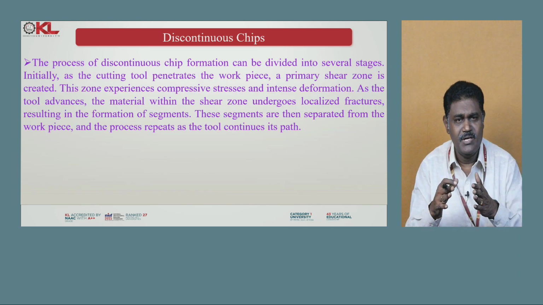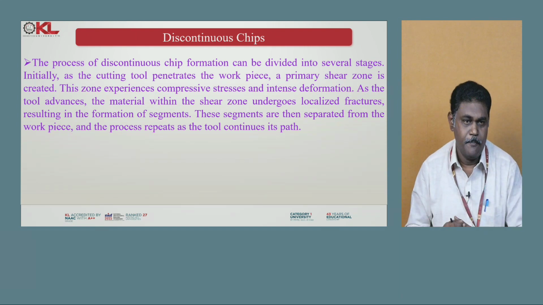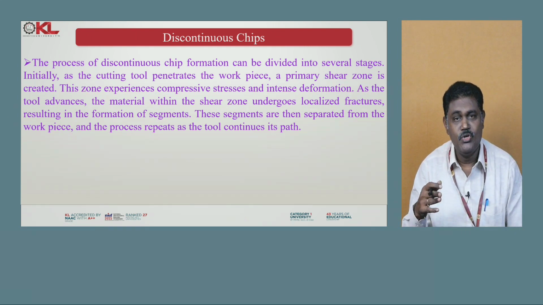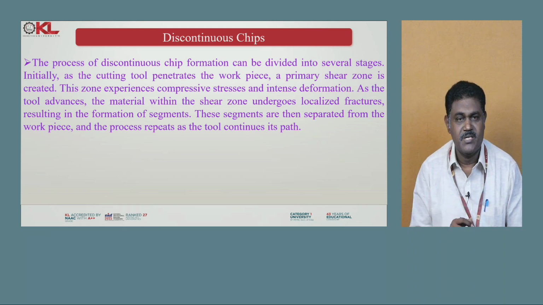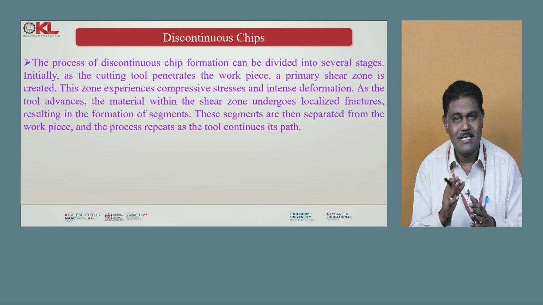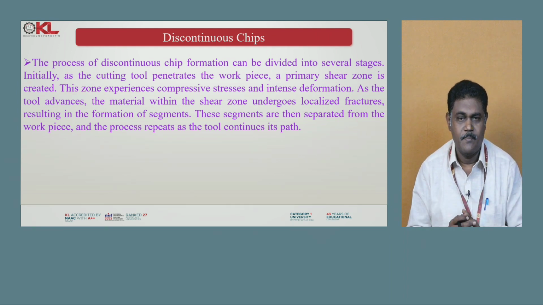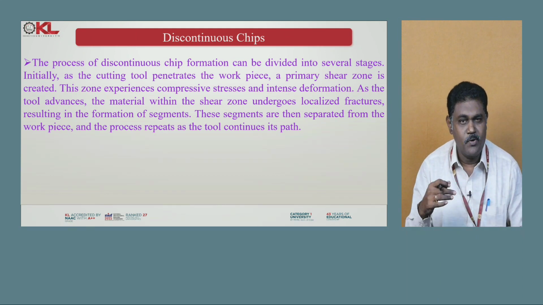The process of discontinuous chip formation can be divided into several stages. Initially, as the cutting tool penetrates the workpiece, a primary shear zone is created. This zone experiences compressive stresses and intense deformation. As the tool advances, the material within the shear zone undergoes localized fractures, resulting in the formation of segments. These segments are then separated from the workpiece, and the process repeats as the tool continues its path.